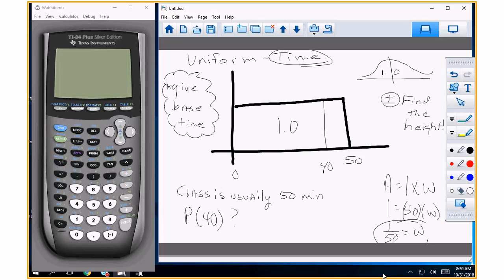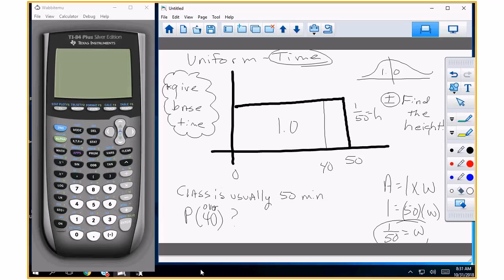All right, so the height of this contraption is 1/50. That's the height, or length, or width, or whatever you want to call it. Now, they want to find out, and they'll either say over 40 minutes, or they'll say under 40 minutes, or they'll say, what is the probability that he'll only teach for 30 minutes? Or what is the probability that he'll teach less than 55 minutes?